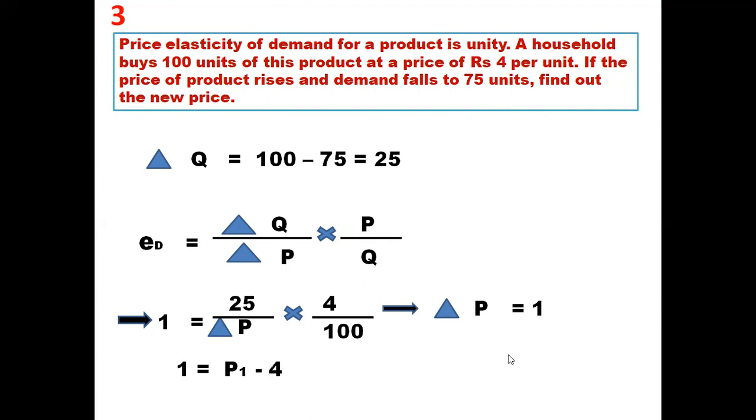So 1 equals P1 minus 4. P1 is the new price. Since we see that the price of the product rises, we do P1 minus 4. P1 is 5. So new price is 5. You can easily check whether P1 has risen or not. Since the demand has fallen, the price has risen. P1 has risen to 5.